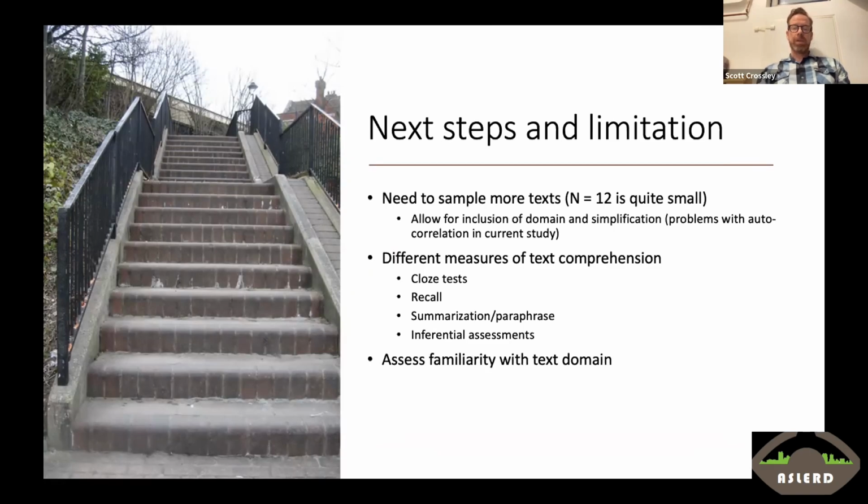And we would love to assess familiarity with text domain with our readers. We did not do that. It is quite possible that some readers are more familiar with science versus history text. We were not able to measure that.